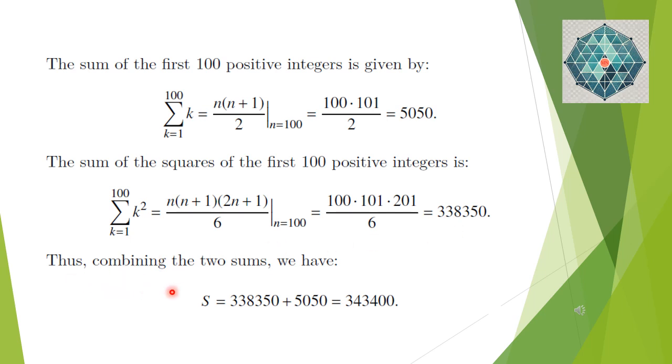Therefore, combining the two sums, we have S equals 338,350 plus 5,050, which is 343,400.